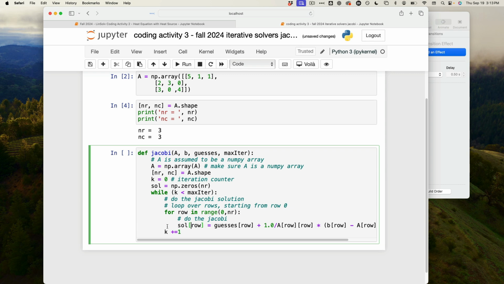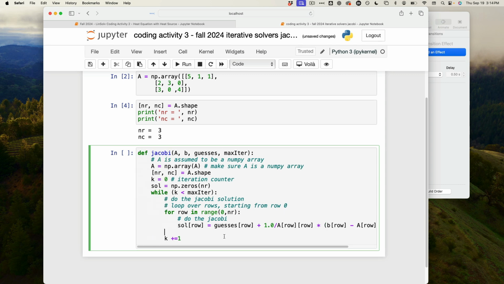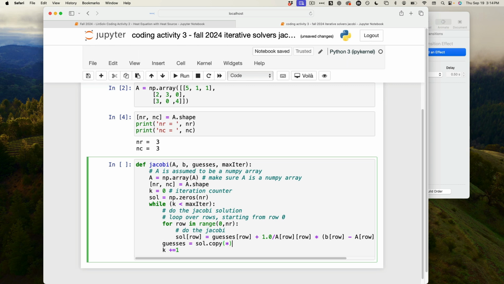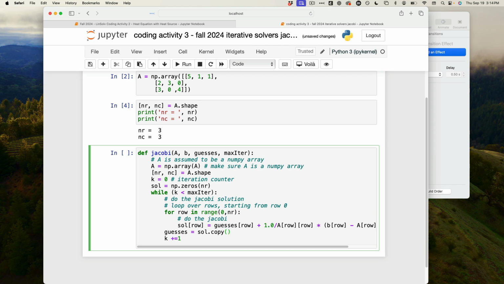But then after we're done with the iteration, right? So we came in, initially k was 0, and we used the initial guess. But once we're done with k equals 0, this guy now became our new guess. So I reinitialize my guess. After I'm done with the Jacobi formula, I reinitialize my guess and I say guesses is equal to solution.copy. We came in, k was 0. We used the guesses. Guesses is equal to what came in at k equals 0.